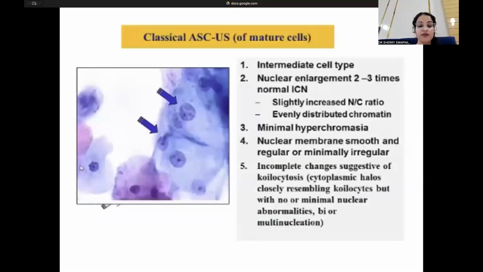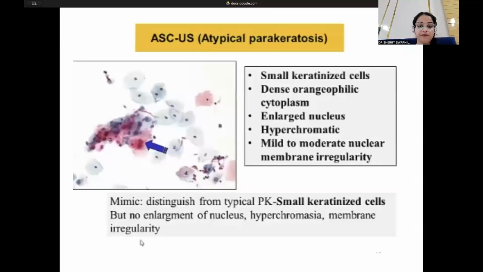So this, you can see the nuclear size is increased. Definitely, if you consider this is an intermediate cell, then the size is increased by 2 to 3 times. As you can see, the chromatin is not very evenly distributed. It is showing dark here and some dark here and light in between. Can be minimal hyperchromasia, can be a good amount of hyperchromasia. Nuclear membrane can be smooth or can be mildly irregular. So these are the changes that we have to look for. Next slide, please.